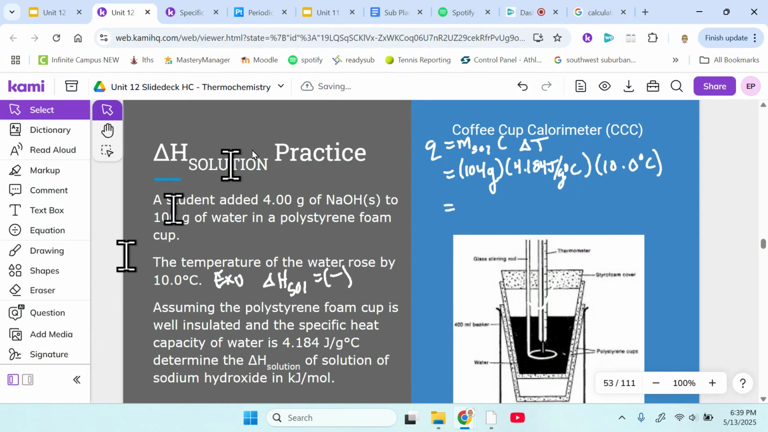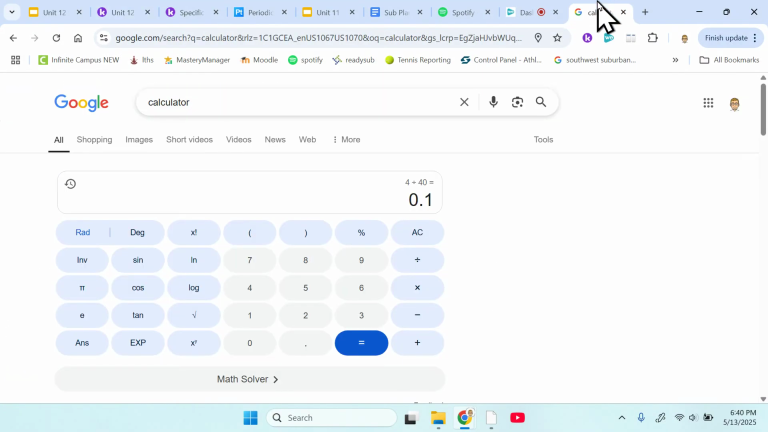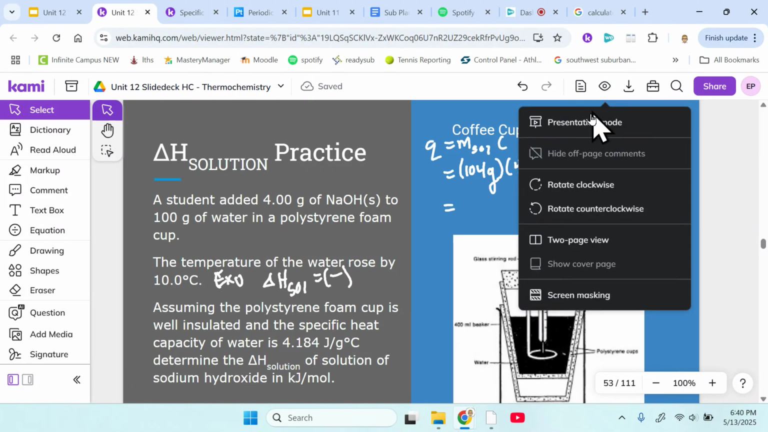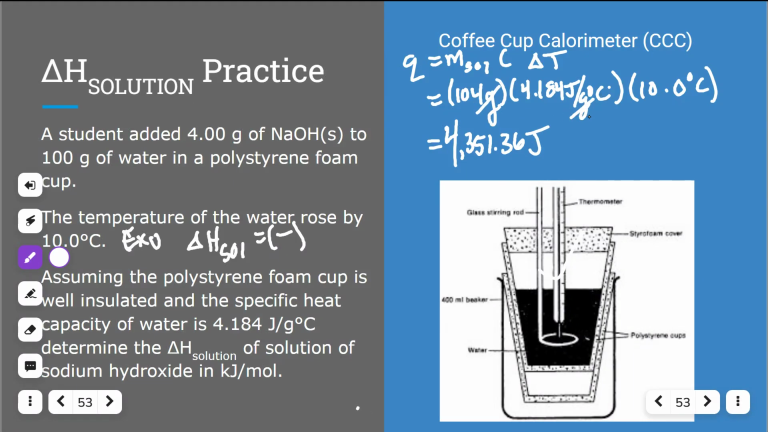When we multiply this out, we're going to get a value of, let's see, 104 times that times 10, 4,351.36. That would be joules as grams are canceled and Celsius degrees are canceled. We do want to convert this to units of kilojoules. So we'll divide by 1,000 joules in 1 kilojoule, and we'll get 4.35 kilojoules of energy during this dissolution process. Now that's being taken in by the water as it escapes the system.